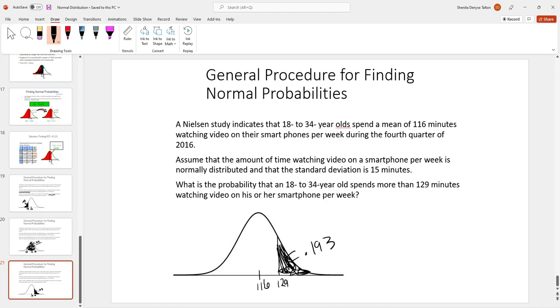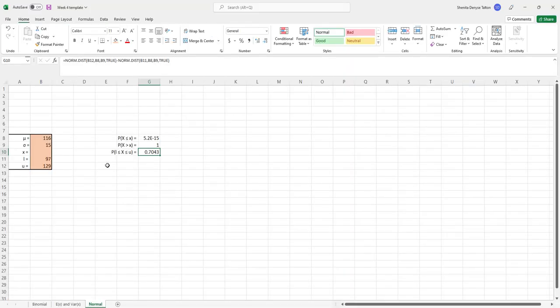And if we go ahead and do it in my template, I'm going to take out the lower and the upper, and I want 129 here, and I want the greater than, and I get also 0.193.